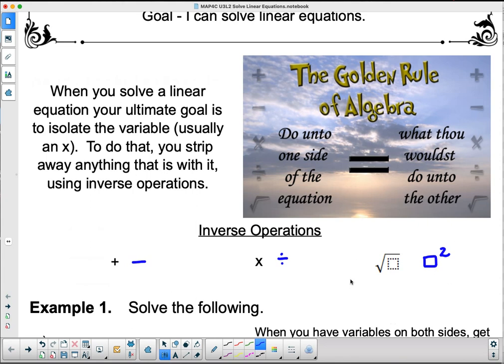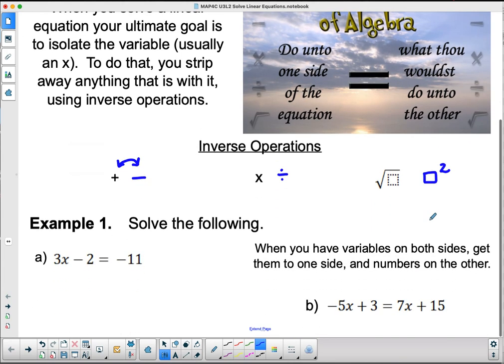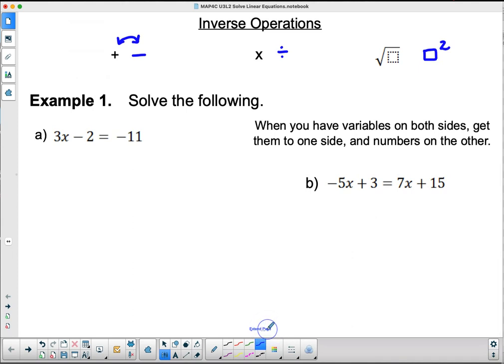And of course, the other direction is true as well. These work both ways. The inverse of subtraction is addition, the inverse of division is multiplication, and the inverse of squaring something is square rooting something. So we're going to start off by doing a couple of examples here. And we'll start off with a really simple example that just has one variable on one side of the equation.